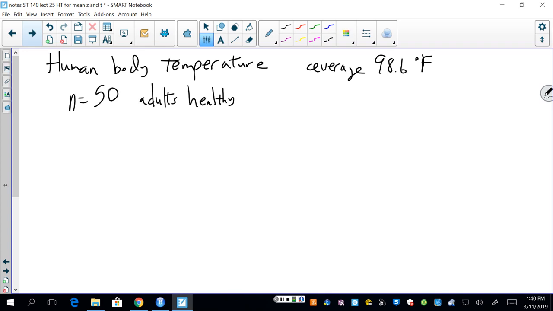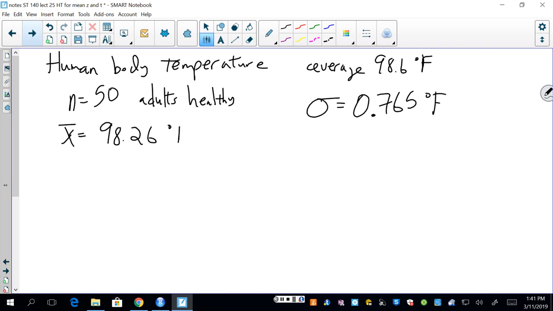And let's say that the standard deviation of measurements is 0.675 degrees Fahrenheit. Your temperature is not constant all the time, depending on activity and biological processes going on. It could be a little bit different. The measuring instrument has to be put on the tongue in a certain way, so it interacts with both you and the ambient temperature, so it's not perfect. There's a little bit of variability in measurement. And let's say that x bar in these 50 individuals is 98.26 degrees Fahrenheit.